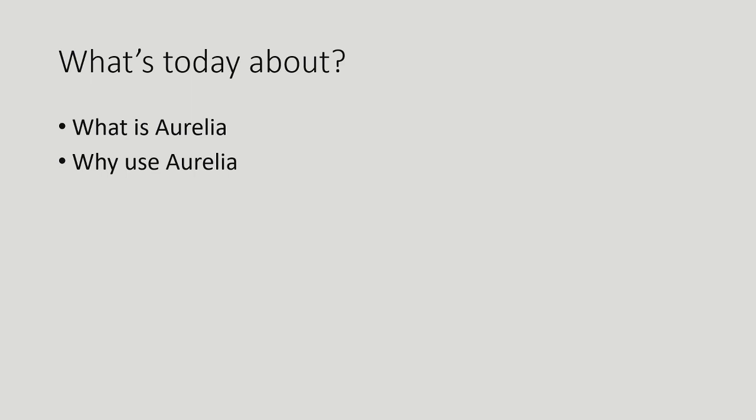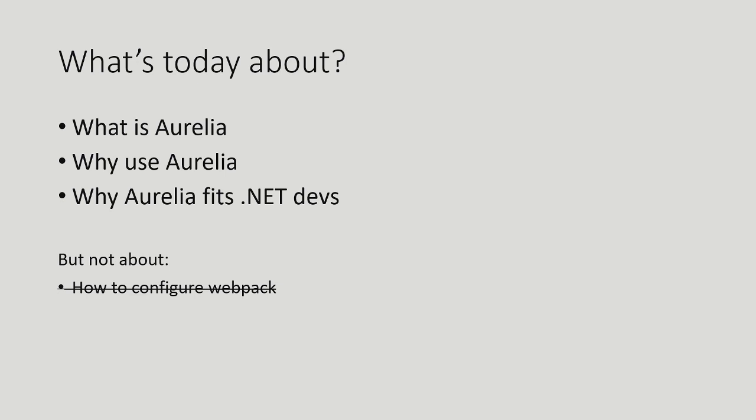And also explain why Aurelia is worth knowing, even though you're maybe not planning to use it in your production systems, but just worth learning in general. Some things that make it a good fit for .NET developers, especially. But I'm not going to talk about, for example, configuring Webpack. There's like a 200-line configuration file that the CLI generates in Aurelia and probably all the other frameworks as well. So that's for another time.